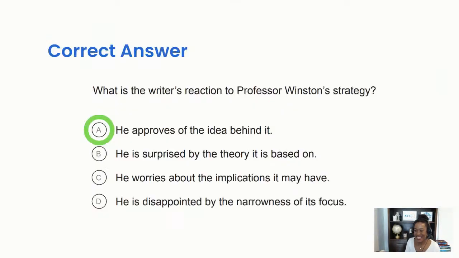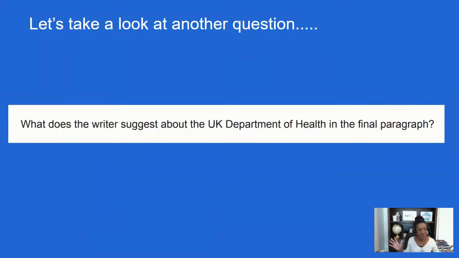Okay. So as you can see, once we've gone through the thought process and really analysed the words used and looked at the structure, it becomes more simple to see that correct option jump out. Okay, and everyone's got it. He approves of the idea behind it. Wonderful. Okay, you've got that. That was easy, wasn't it?